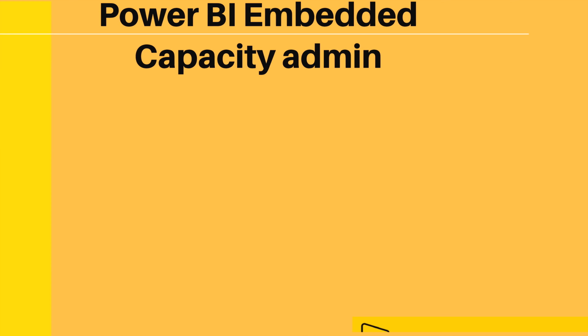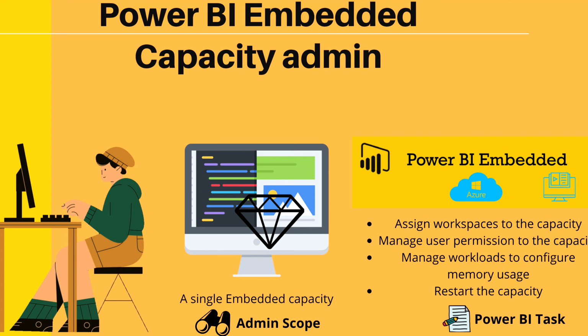Next one is Power BI Embedded Capacity Admin. We all know that Power BI Embedded license comes with Azure, or you can have it under the Power BI Premium license. So, the scope of this admin role is a single embedded capacity. And the Power BI tasks that come under this admin are assigning workspaces to the capacity, managing user permission to the capacity, managing workload to configure memory usage, and restarting the capacity.